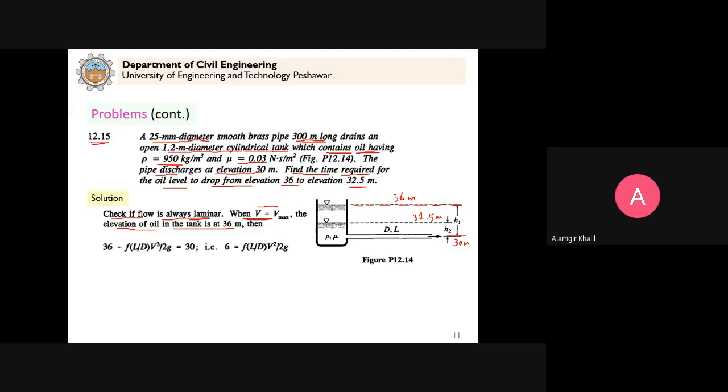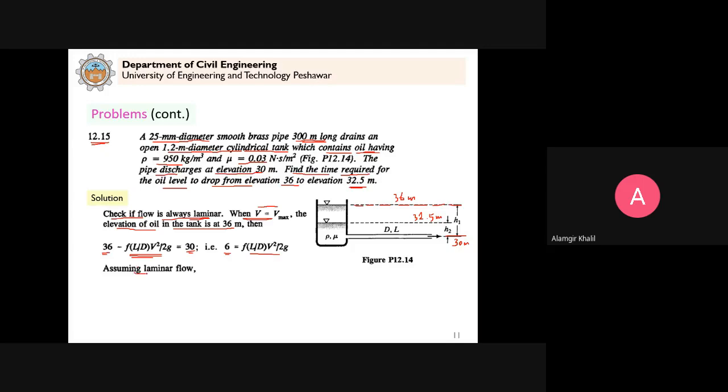Clear? So then in that case, the difference of level between this 36 meter and 30 meter, clear? This is 36 meter and 30 meter. The difference will be given by the friction head loss. We ignore the minor losses, entrance to the pipe, etc. If we consider the major head loss, so 36 minus 30 will be equal to the major head loss. So 36 minus 30, that is equal to 6, and this is equal to f into L by D, V square by 2g.